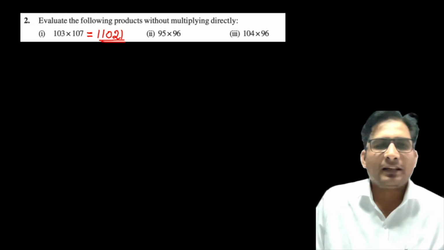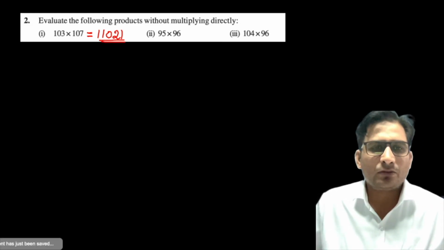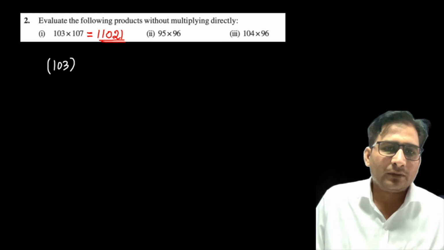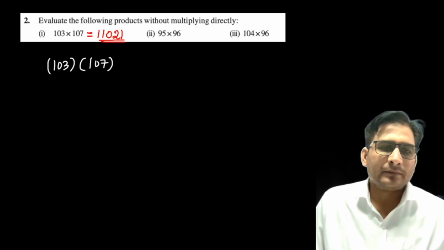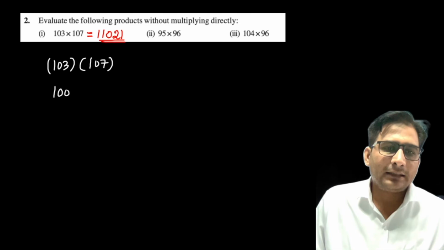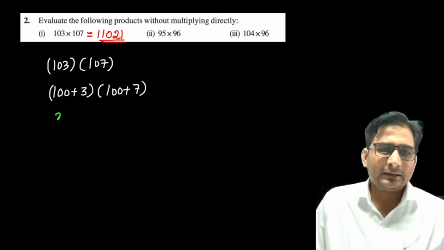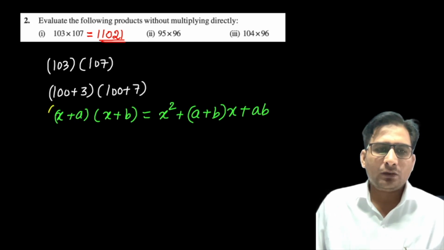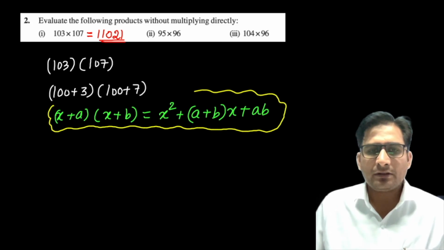So directly we can find it by Vedic mathematics, but we are not going to solve it here using Vedic mathematics. In our syllabus, we have to use the identity. It is 103 times 107. So 103 can be written as 100 plus 3, and this can be written as 100 plus 7. Now we have a formula here: (x plus a)(x plus b) can be written as x square plus (a plus b)x plus ab. This is the identity we need to apply in this question to simplify it.